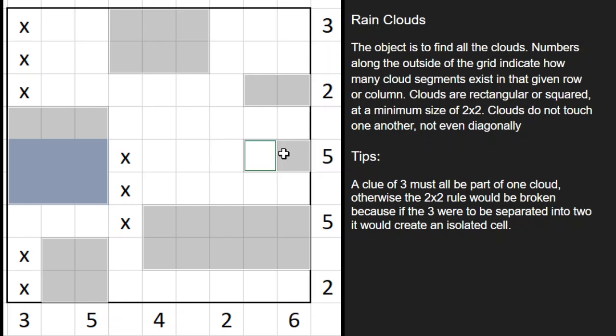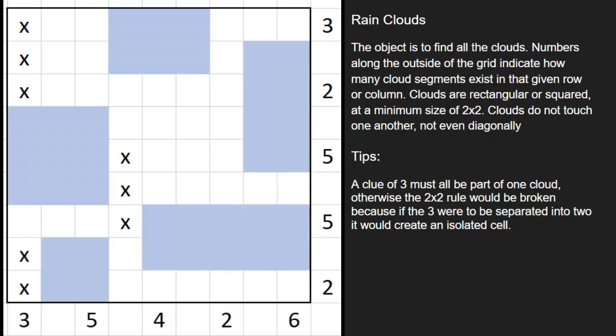And now this has to be a 2 by 2 at least, but it can't go down, otherwise it would connect with this cloud. So it has to go up. And now it's connected with that cloud. And the only number we haven't satisfied yet is the 6. We have 1, 2, 3, 4, 5, so it needs to go up one more. And there you have it. And puzzle solved.